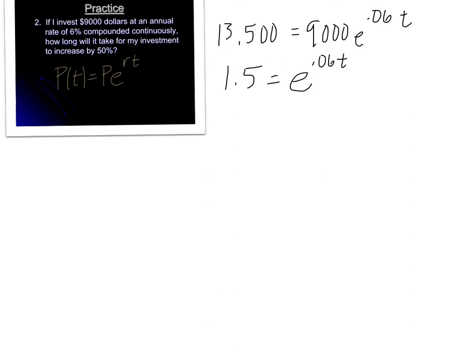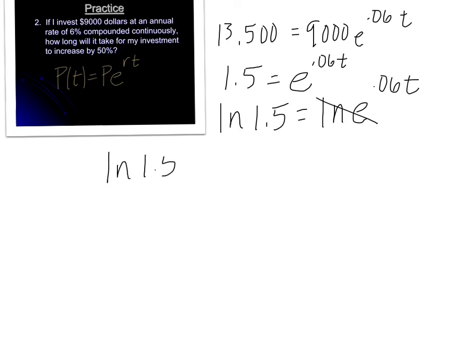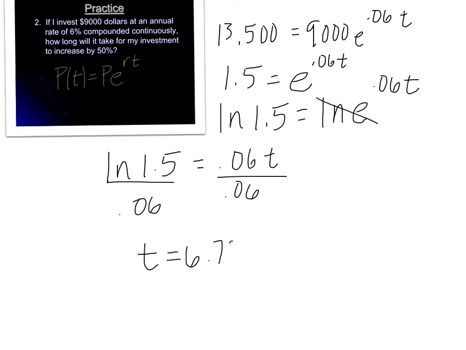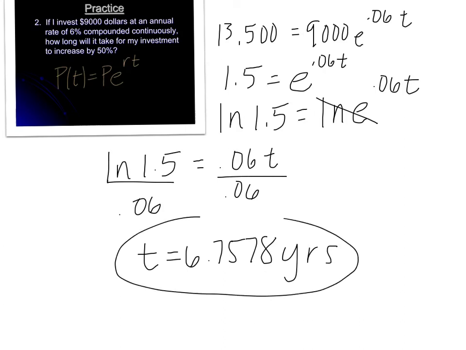Since we see an e, this time we're going to take the ln of both sides. So I take the ln of 1.5 and then the ln of e to the 0.06t. And we know that ln and e undo each other since they're inverses. So we get the ln of 1.5 equals 0.06t. So dividing by 0.06, this time we're going to have years as our units, and we get 6.7578 years when you plug that in.